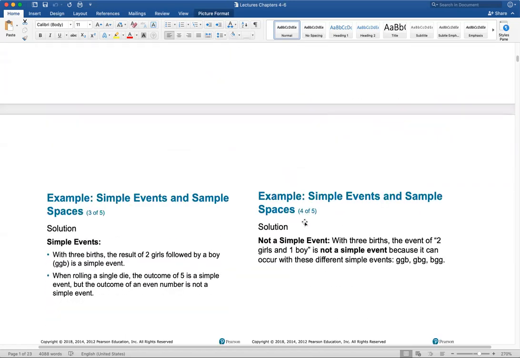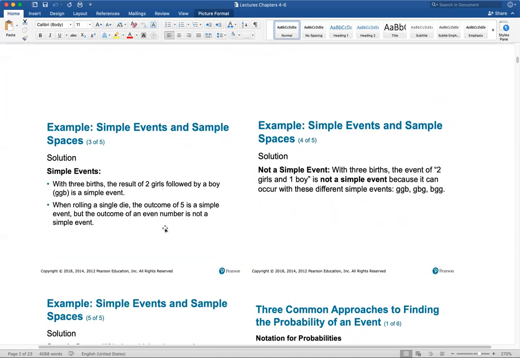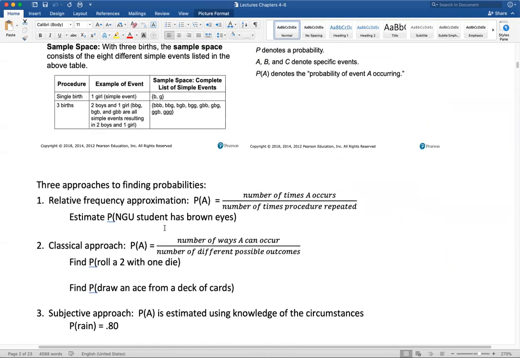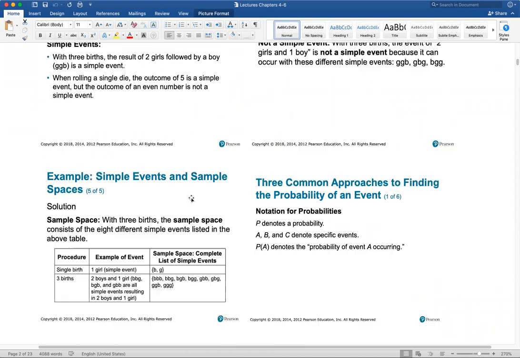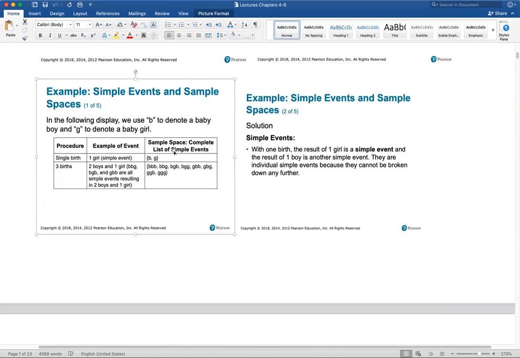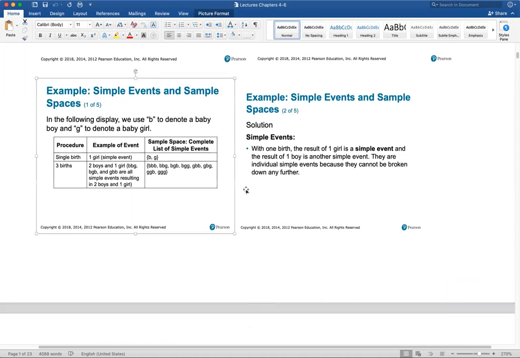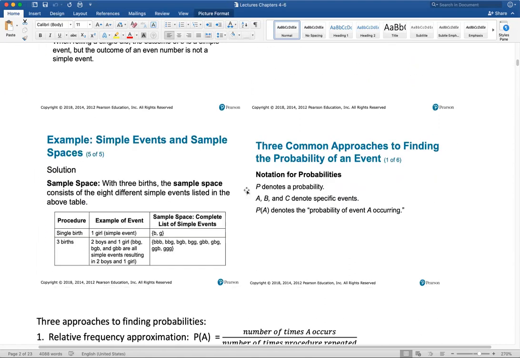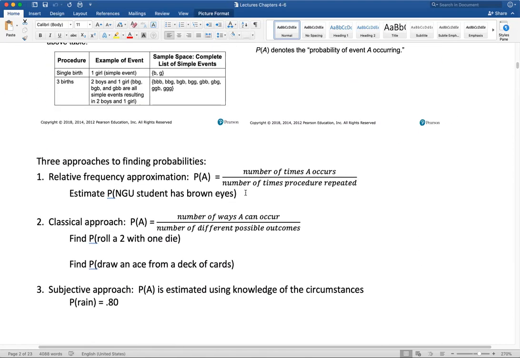Let me skip this PowerPoint slide. Next, the 3 approaches. Keep in mind, if you don't quite understand this, please read the PowerPoint lecture slides. I strongly recommend that you read the textbook and the PowerPoint lecture slides before watching my lecture video.